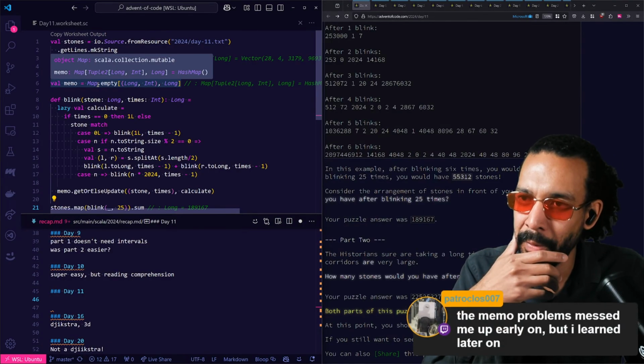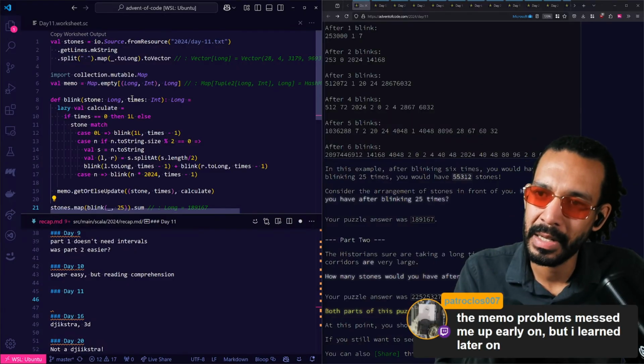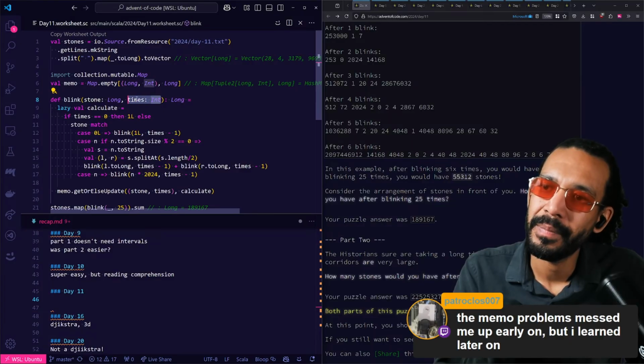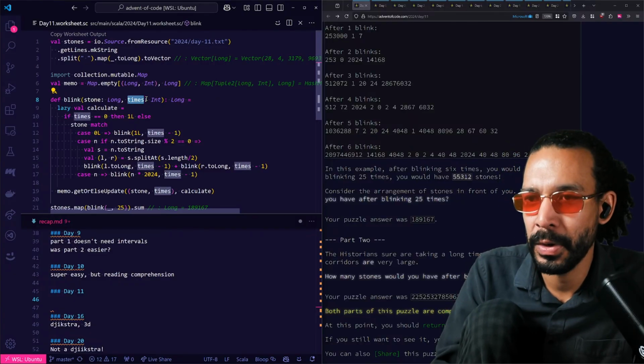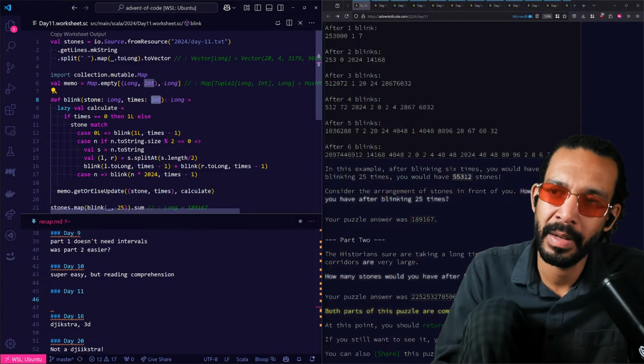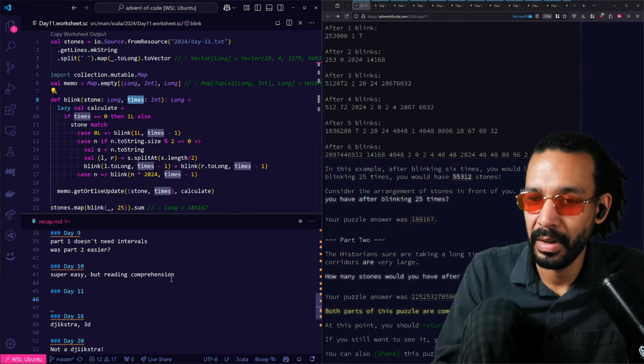I think I did my memo wrong because I was worried about the times. I wasn't thinking about how horizontally within the same time frame there'd be a lot of memo. I was thinking kind of vertically, how you'll see a lot of the same stones. It took me way too long.